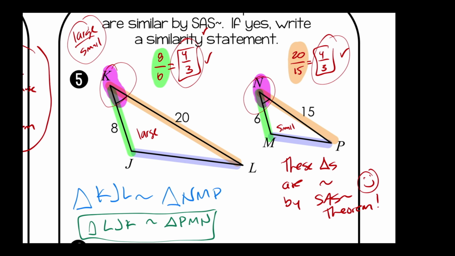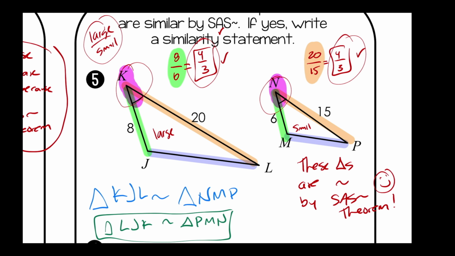Okay, so I'll give you a minute to look at that. That is SAS Similarity. All you got to do is find two proportional sides, and then the angle in between them is congruent, and you're good. And then you can say they're similar, and then write the similarity statement.